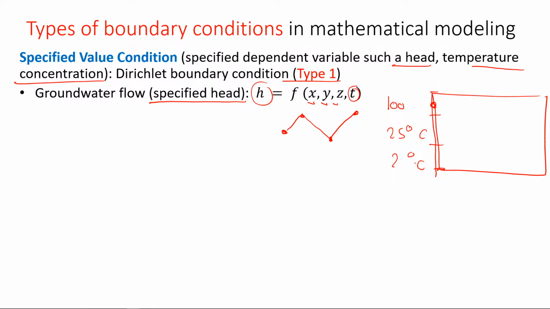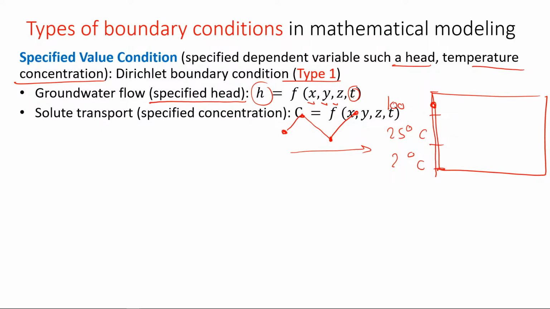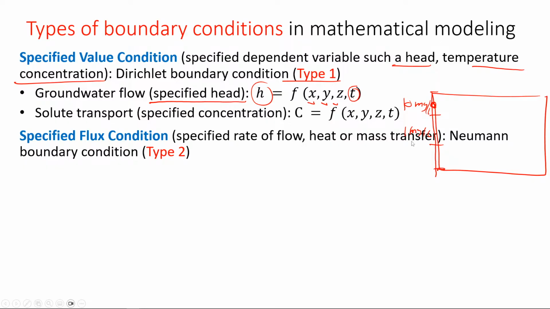So your boundary condition is something that you specify in space and time. And this time could be anything: the next minutes, the next hours, the next days, the next 10 years. That depends on your time steps or the problem you're trying to study. If I want to specify the solute for solute transport, I will specify the concentration. Same thing: the concentration here is 10 milligrams per liter, 1 milligram per liter, whatever. So that would be the specified concentration.